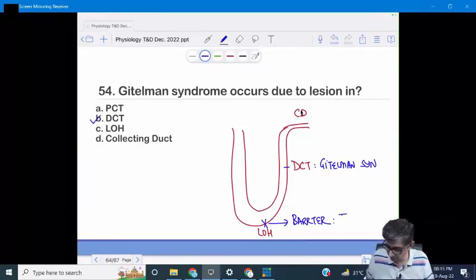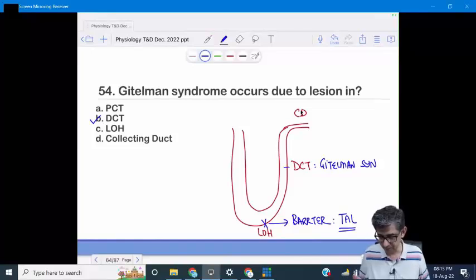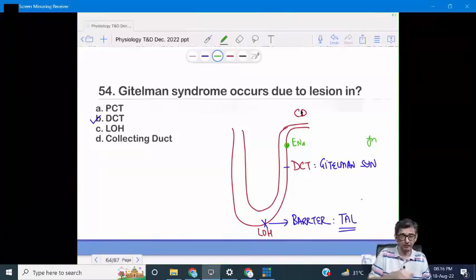Specifically for Bartter syndrome, the answer would be the thick ascending limb of the loop of Henle. The same thick ascending limb of the loop of Henle which was producing Tamm-Horsfall protein, that same one is affected. Liddle is okay, no problems. And Liddle syndrome would be the epithelial sodium channel. Here the epithelial sodium channel is also present, and its gain of function is called Liddle syndrome. The answer to 54 is option number B.